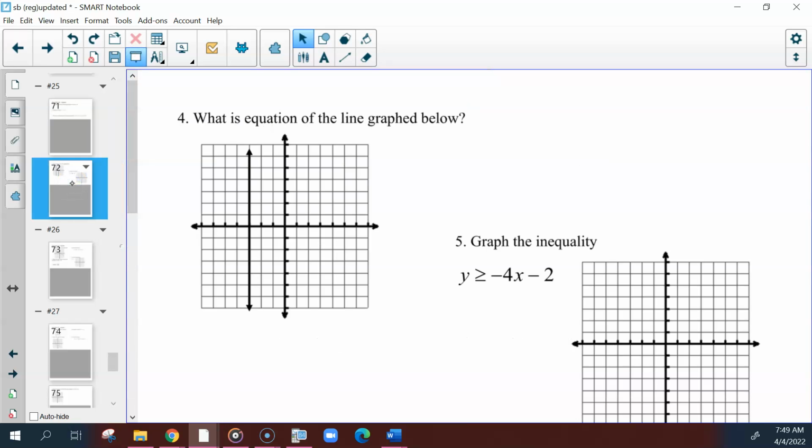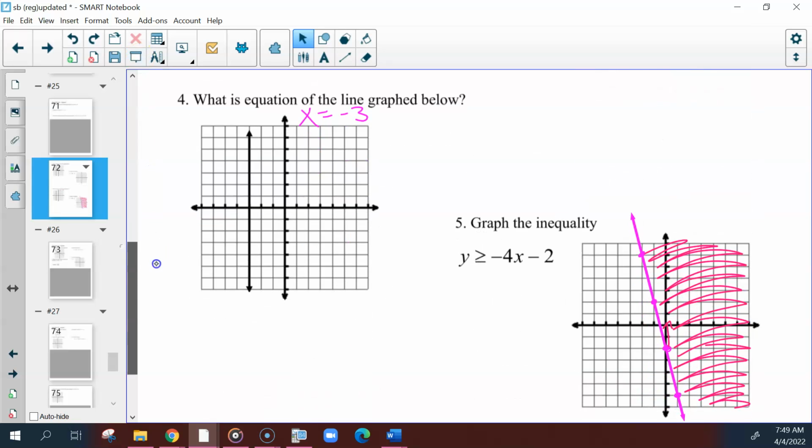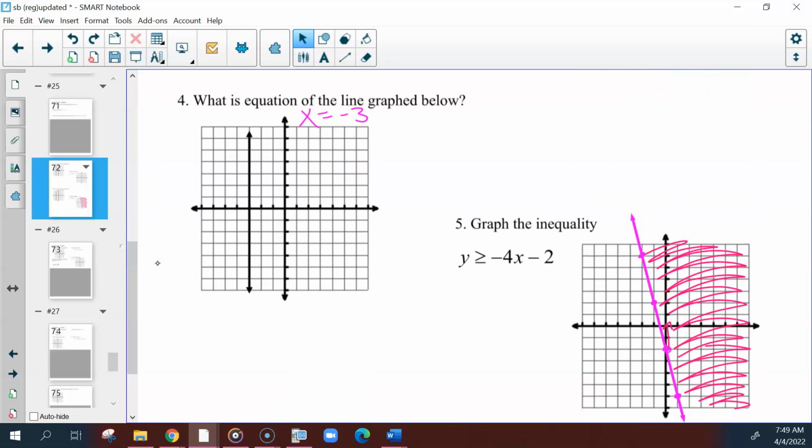Okay, and then on the back, number 4, this was a vertical line at -3. So if you remember your Poivox, vertical lines are x equals, it's at -3, so this would be x equals -3.